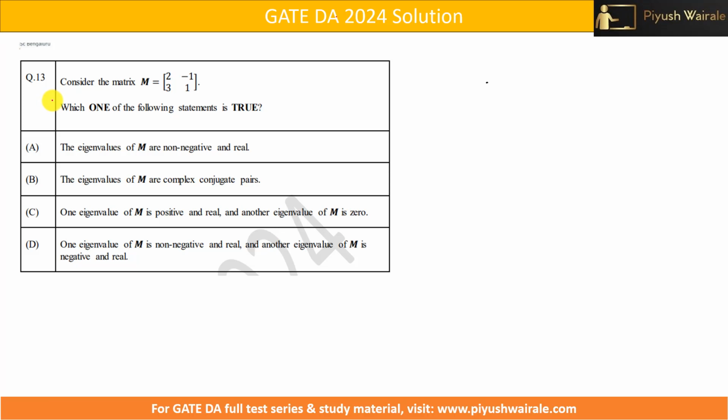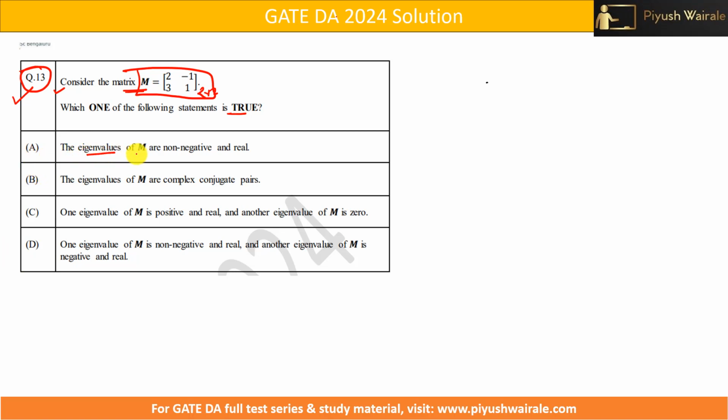Hello everyone. In this video, we are going to discuss question number 13 from the GATE DA24 exam. This question is based on linear algebra. Here you can see the question. Consider the matrix M, which is a 2 by 2 matrix given to us. Which one of the following statements is true? So we need to see which of the following statements is true.